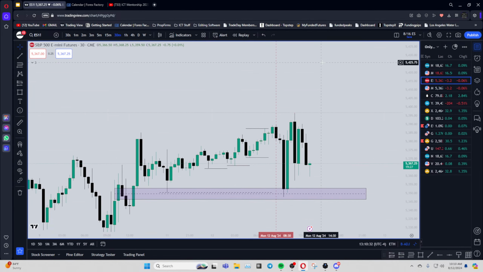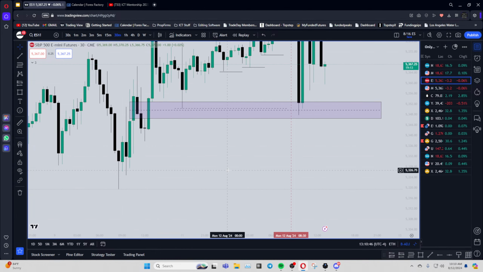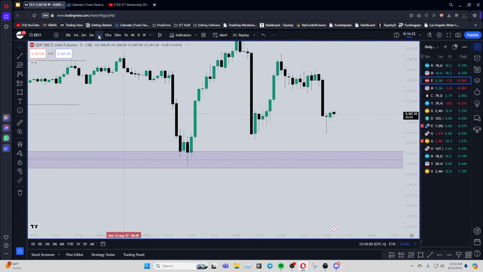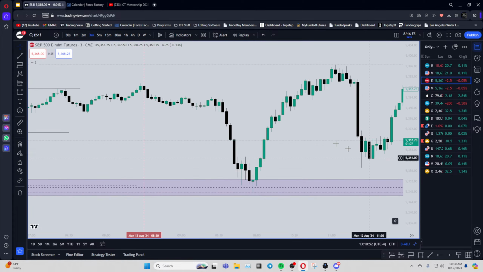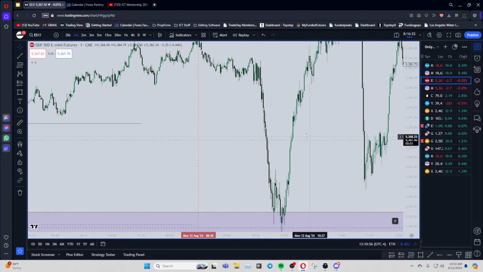Our draw was bullish. We took out sell side, trading into this BISI, and now we show a willingness to want to go higher simply because of this candle closure. So we're not going to want to see continuation on that move. We're going to want to see a reversal. So in terms of what would be our entry, let me go to a lower time frame.